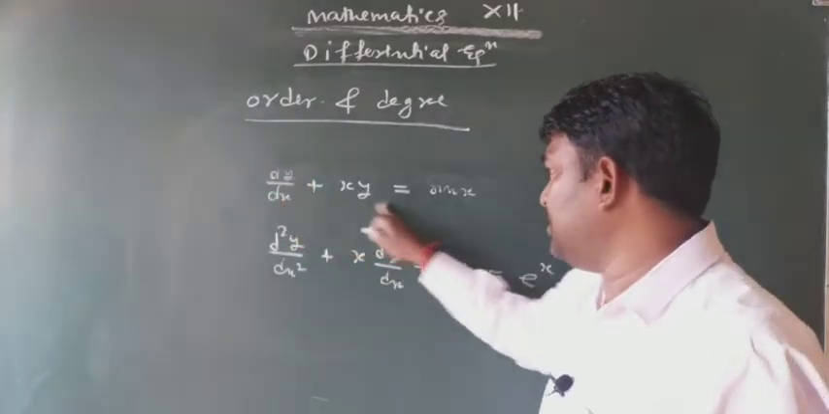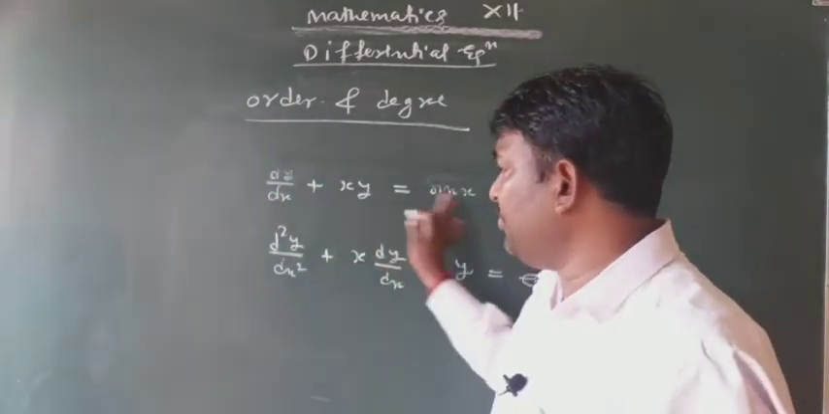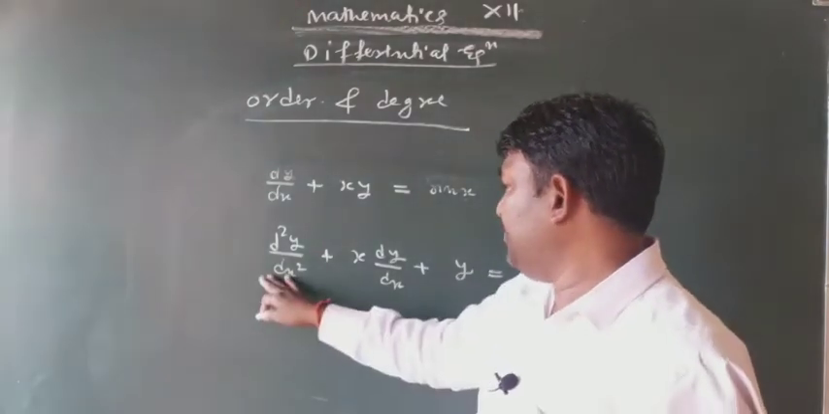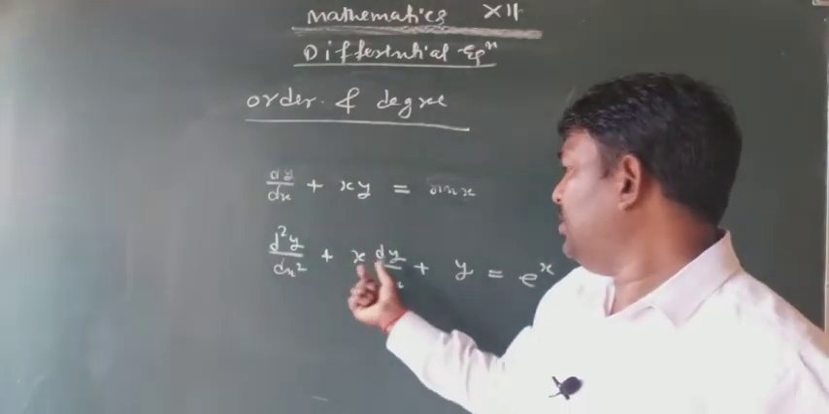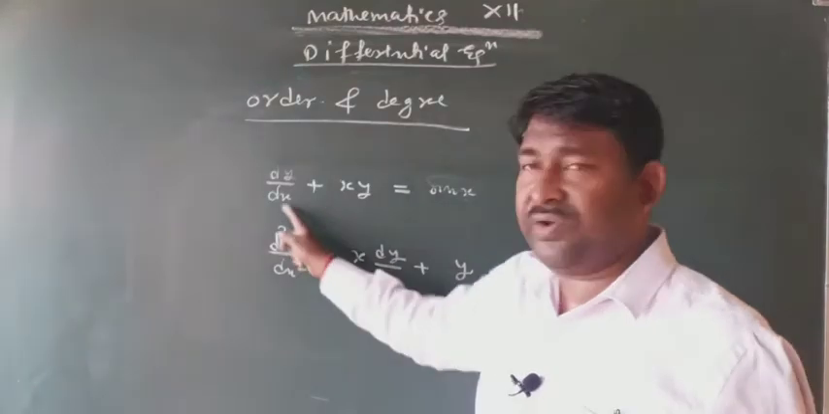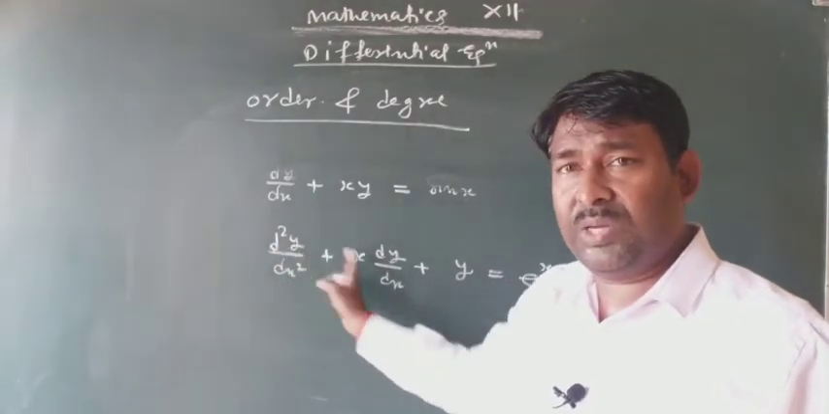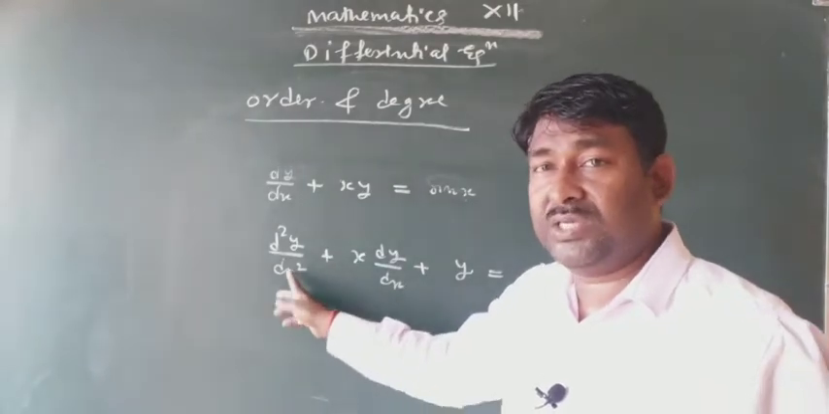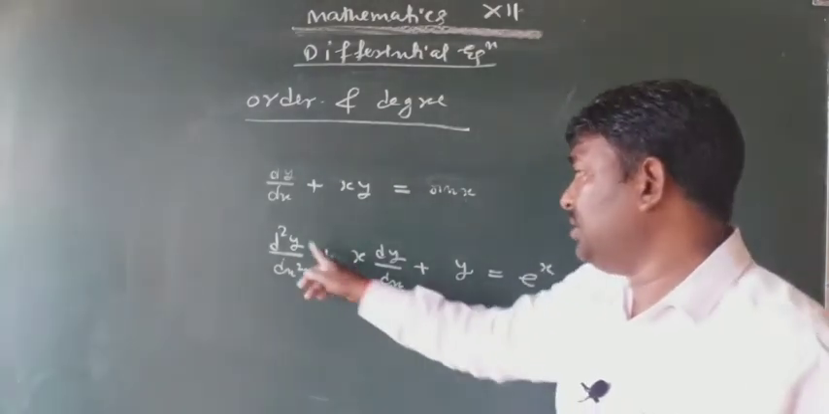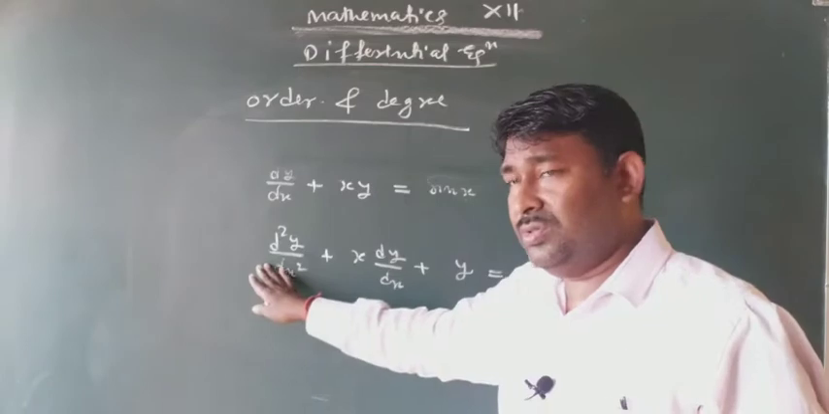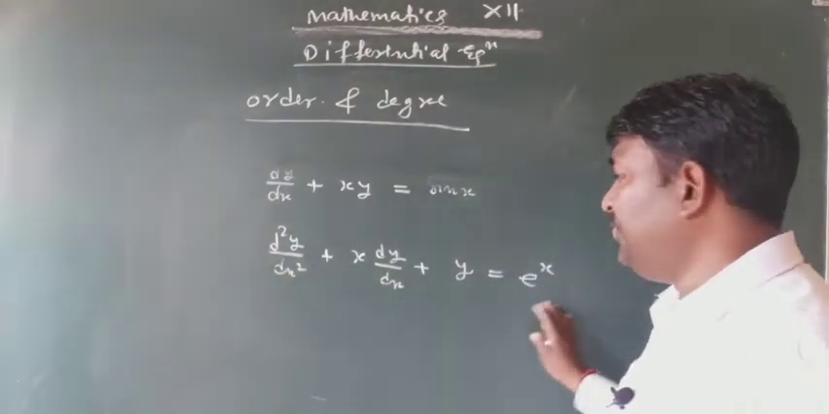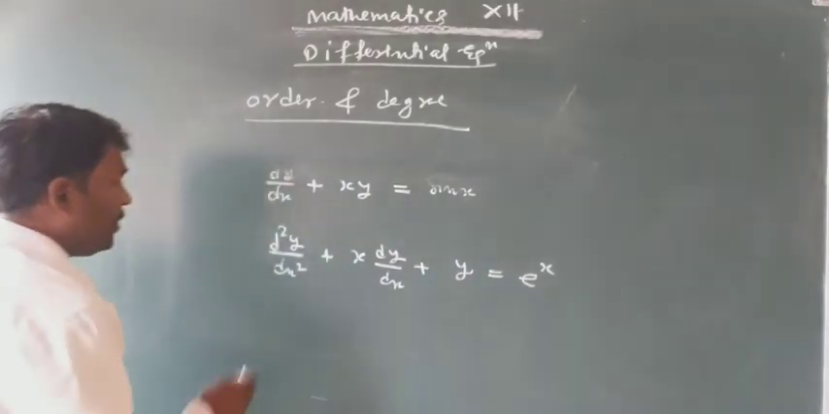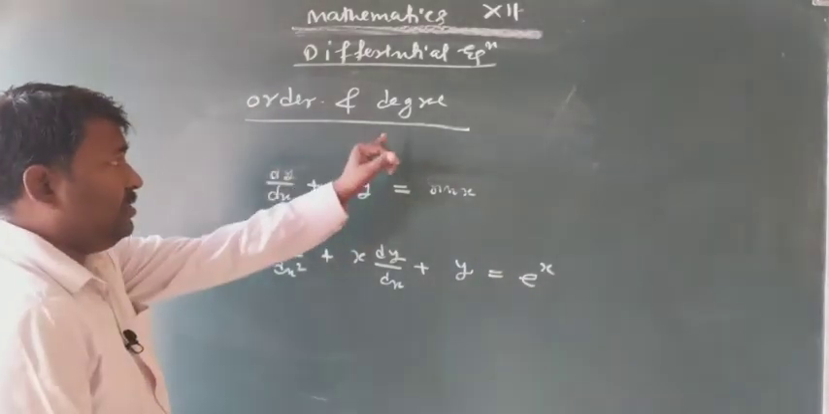So this differential equation has order 1, and in this differential equation, the first derivative and second derivative of y both are present. So what is the maximum order of derivative present in the differential equation? That is 2. So the order of this differential equation is 2. Okay. Now what is degree?